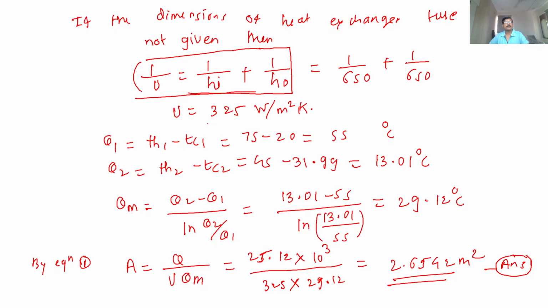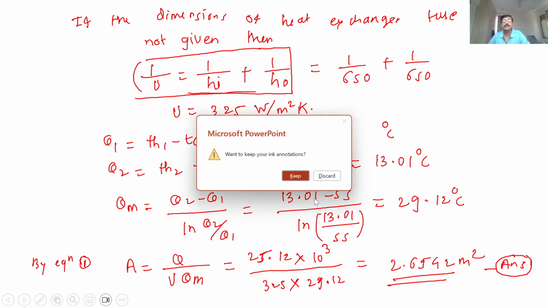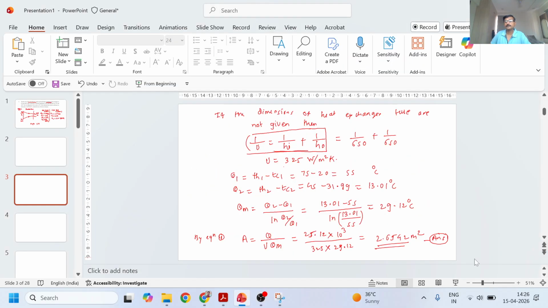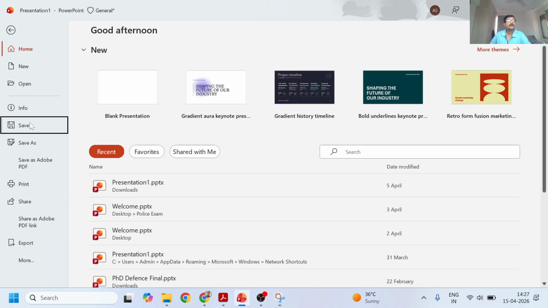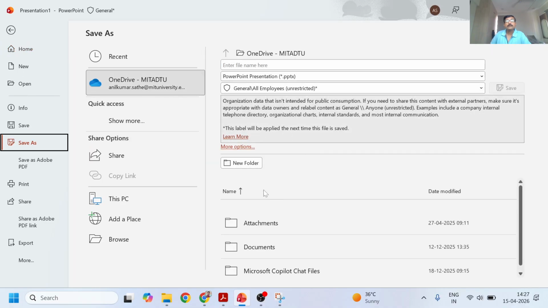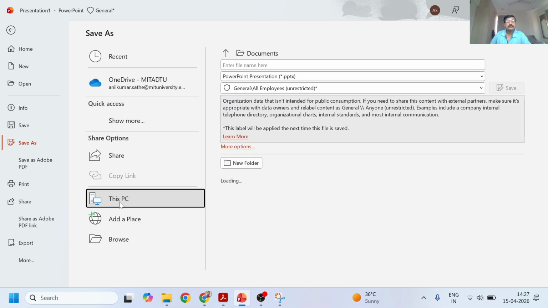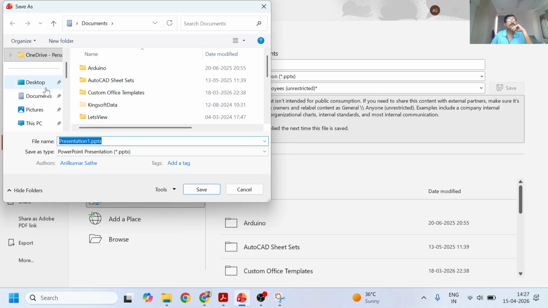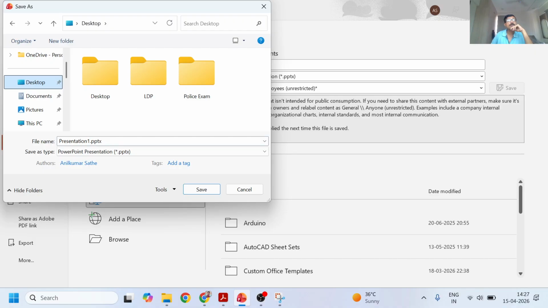Okay, just give me a minute. I will save this file somewhere and reopen it so that this connectivity issue will get solved.